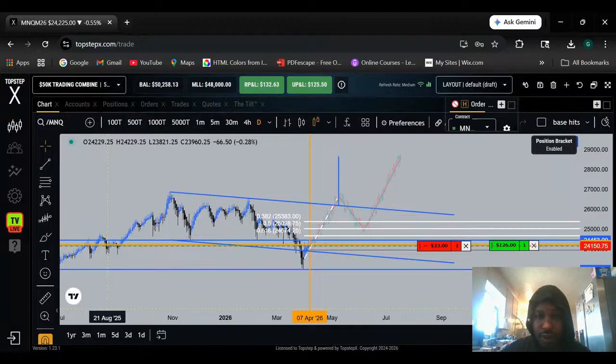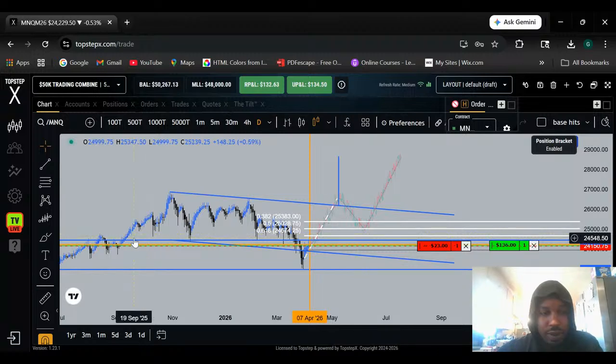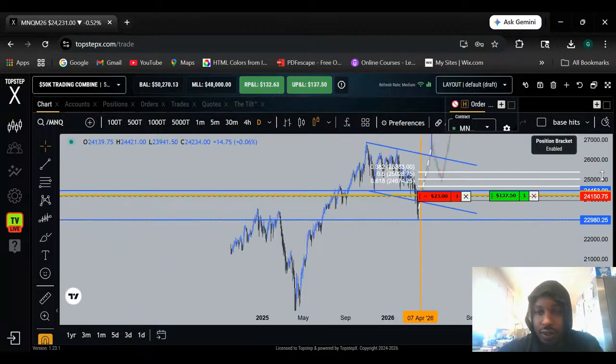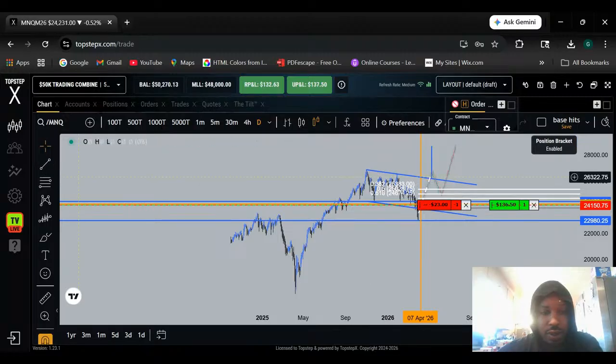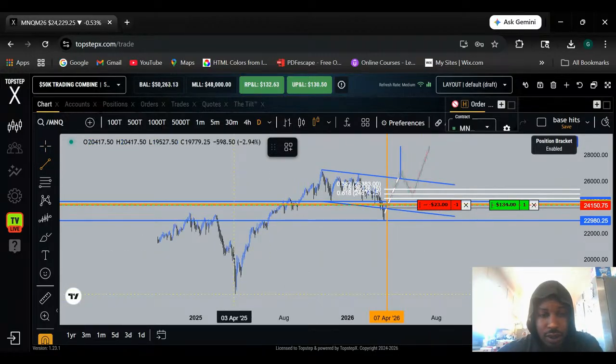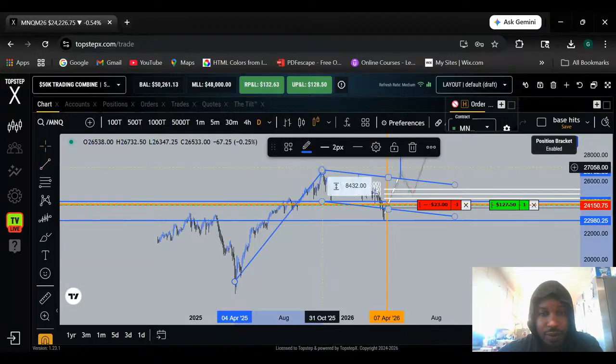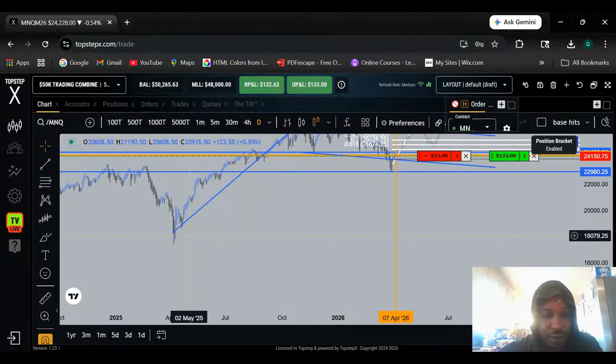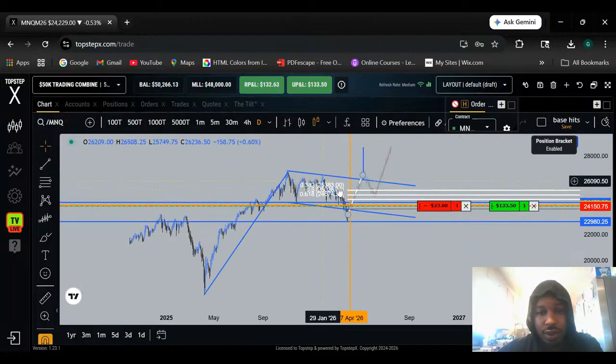So this is typically what price does over thousands of hours of screen time. Let's say this is the pole. This is where it originated. Right, so this is a bullish flag. You can say it's a bullish flag.